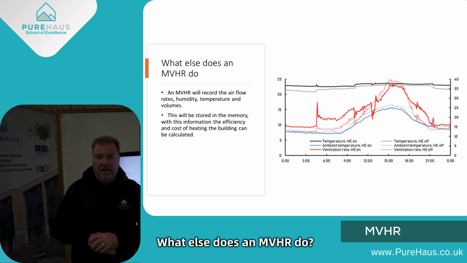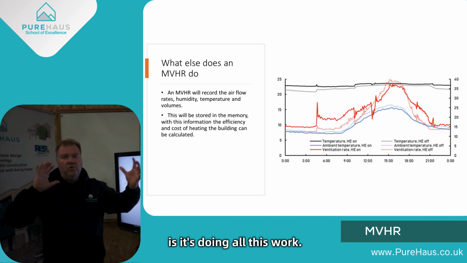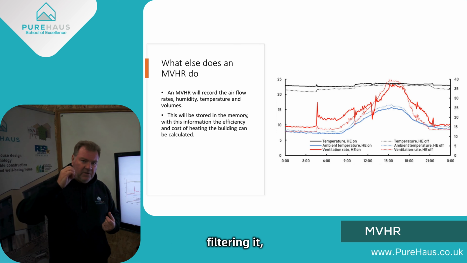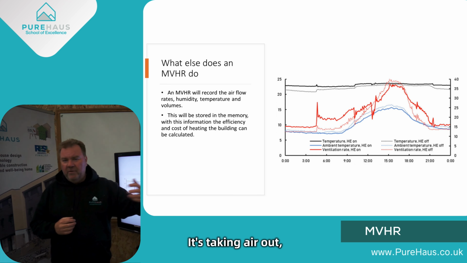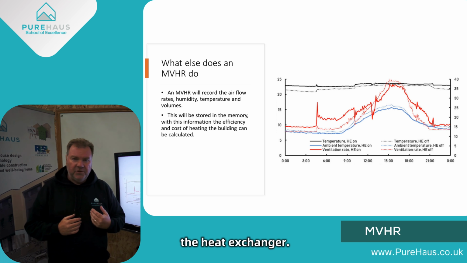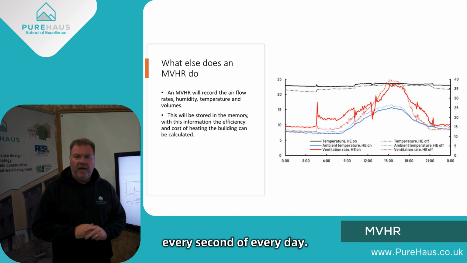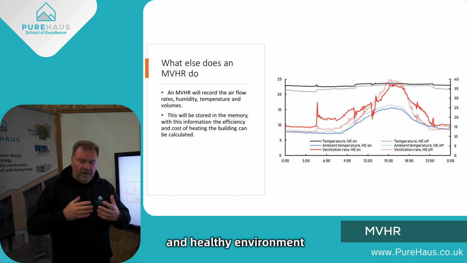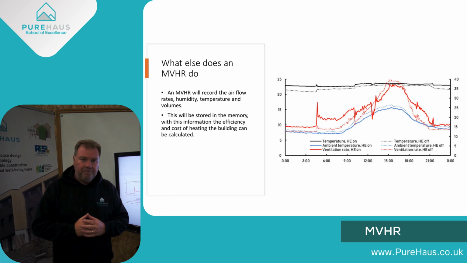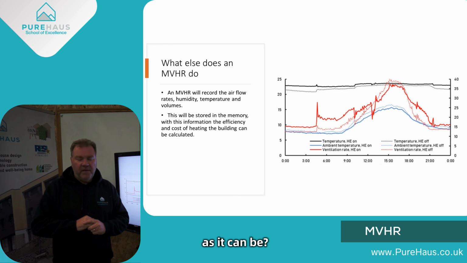What else does an MVHR do? Well, what an MVHR does is it's doing all this work. It's taking in air, filtering it, putting it through the heat exchanger, taking air out, filtering it, putting it through the heat exchanger, and it's doing this amazing job every second of every day. It's maintaining a consistent and healthy environment to live in. But how do we know it's being as efficient as it can be?